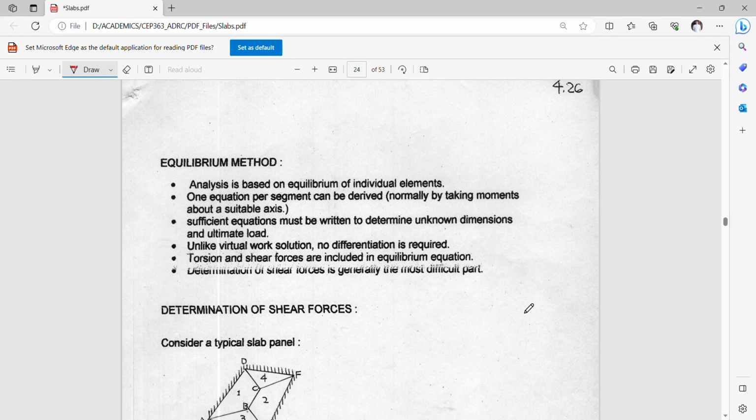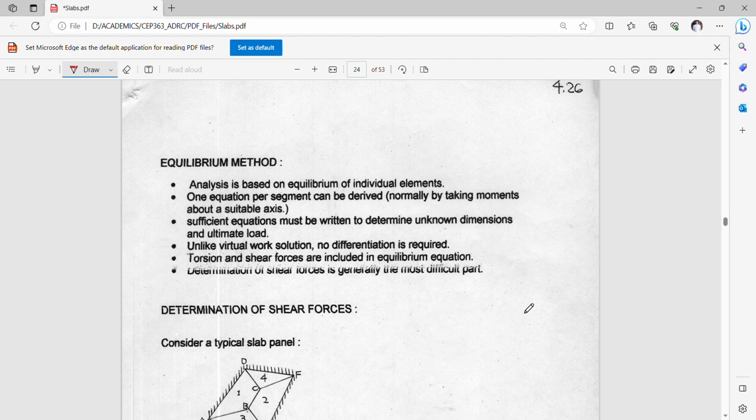Unlike one-dimensional linear elements like beams and columns, where the equilibrium method is far better to use, in the case of slabs the virtual work solution may be favored because of its being systematic, while equilibrium is like a classical theory to be understood upon its application.